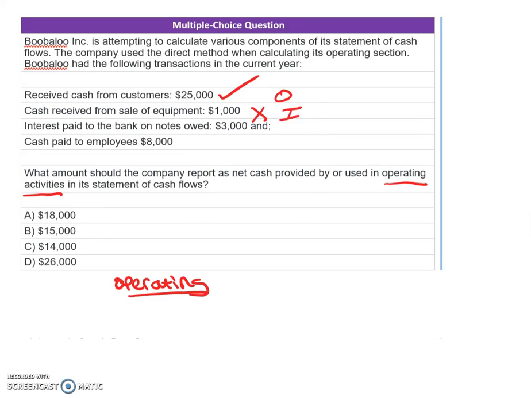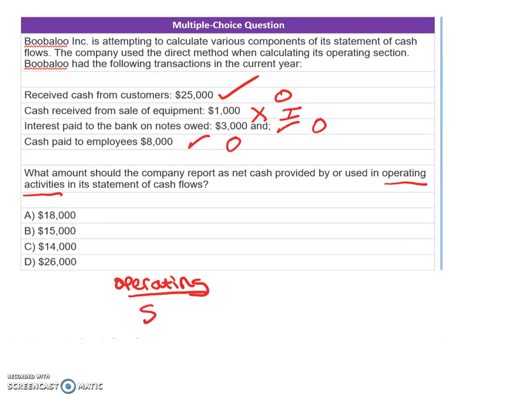How about interest paid to bank on notes owed? So always interest being paid or interest being received is going to be classified on the operating section. I didn't make the rules. That is just how it is. So make sure you don't forget that one. Cash paid to employees, $8,000. Cash paid to employees is always going to be an ordinary course of business activity. You have to pay your employees in order for your operation to function. That's going to be. So now we can go ahead and classify our operating section.